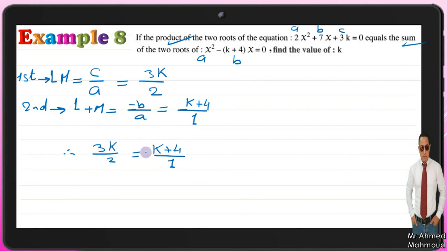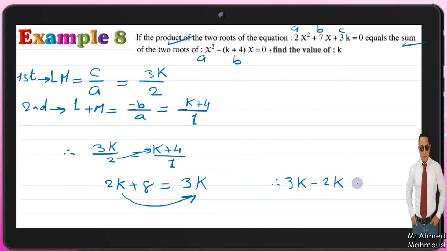I will make cross multiplication, 3k times 1 and k plus 4 times 2. Okay, 2 times k plus 4 equals 2k plus 8, equals 1 times 3k, equals 3k. Okay, now I'm going to send 2k to the other side with negative, therefore 3k minus 2k equals 8, so k equals 8.